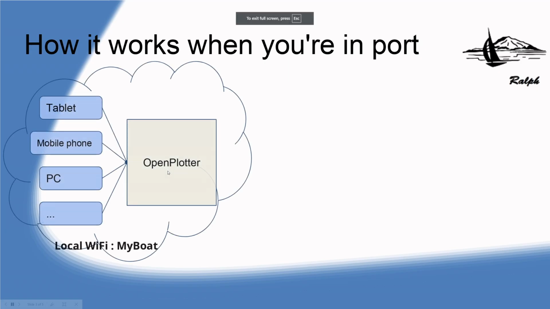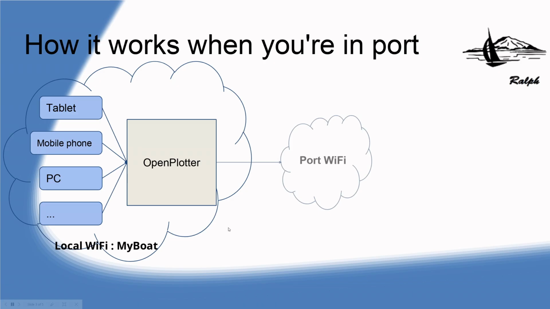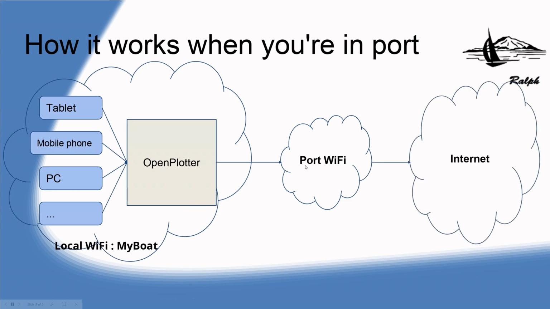Now let's see how it works when you are in a port. So first you have of course your OpenPlotter, every device, tablet, mobile phone and so on connected to it using the local Wi-Fi. And at the port, you have some Wi-Fi, the port Wi-Fi, to which you can connect your OpenPlotter, and of course normally the Wi-Fi of the port can be connected to internet. So this is how it works. The tablet is connected to the OpenPlotter, which is connected to the Wi-Fi of the port, and which is connected to internet.